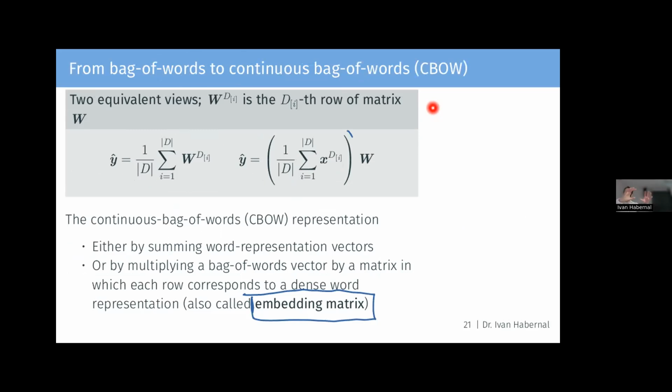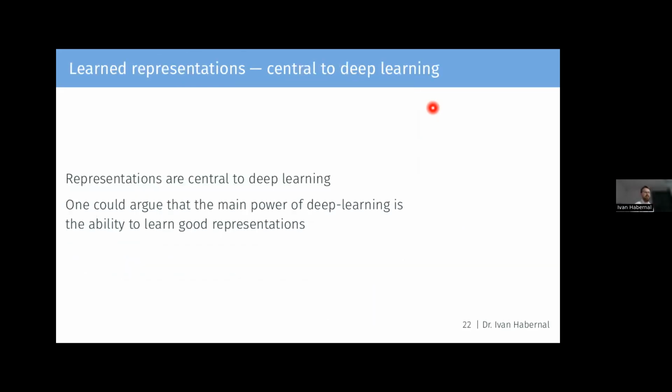Okay, so this is what these embeddings are, what the projection is, and I think it gives an interesting view on the embeddings. What is learned in this representation? Representation learning is central to deep learning. The main power of deep learning is basically the ability to learn good representations. All these projection matrices are learned and they give us great representations. But let's come back to the task we had before.